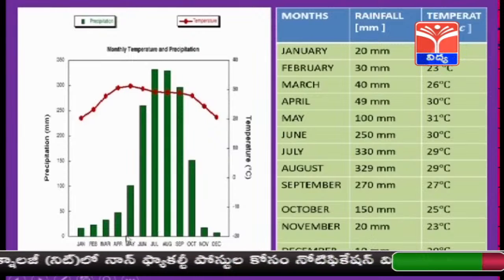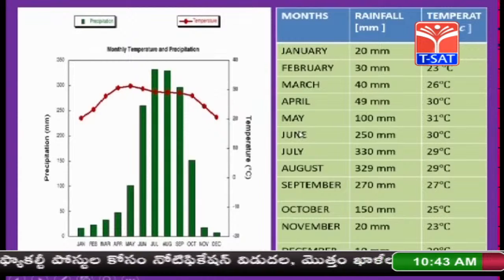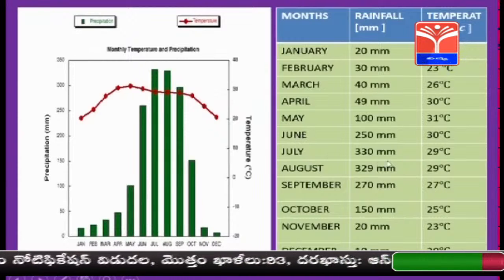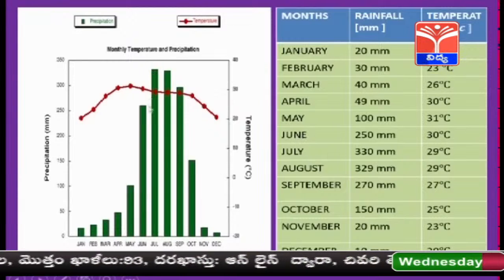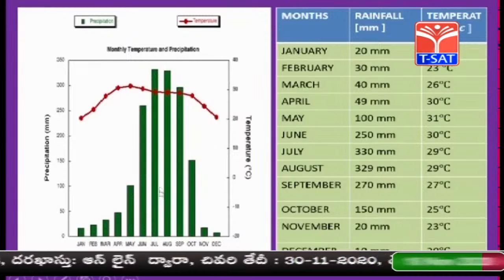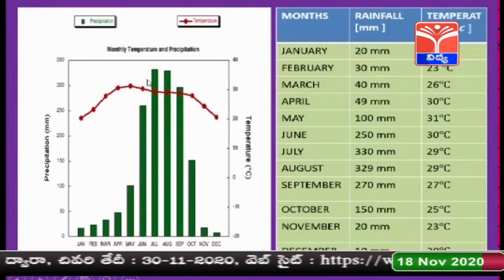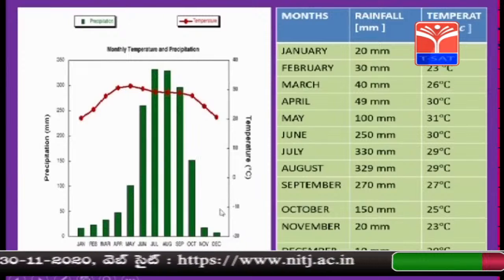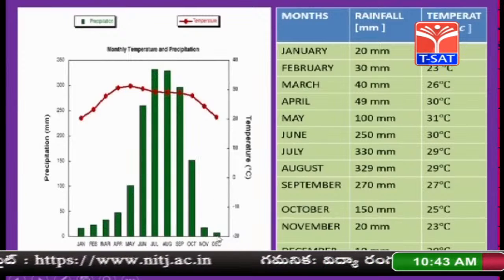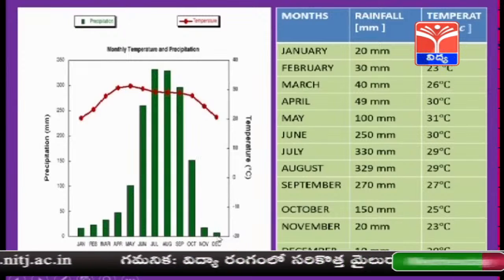Now, in which month is the maximum rainfall? It is in the month of July. Can you see the bar here? It is in the month of July. And in which month is the least rainfall? It is December, that is 10 millimeters.